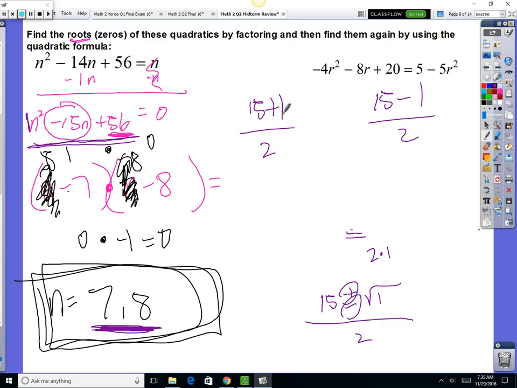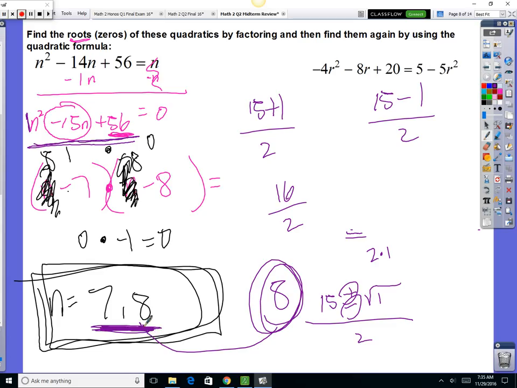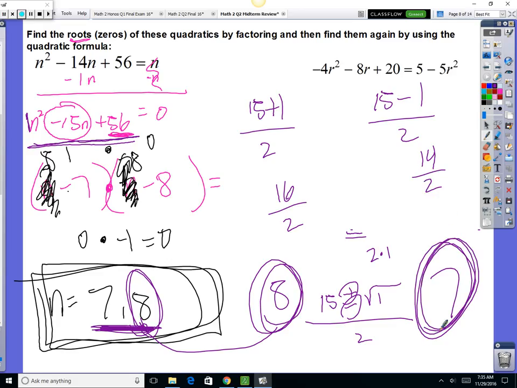So 15 plus 1, that's 16. 16 divided by 2, there is our 8. Same 8 we got here. 15 minus 1, that's 14. 14 divided by 2, that is 7. The same 7 we got there.